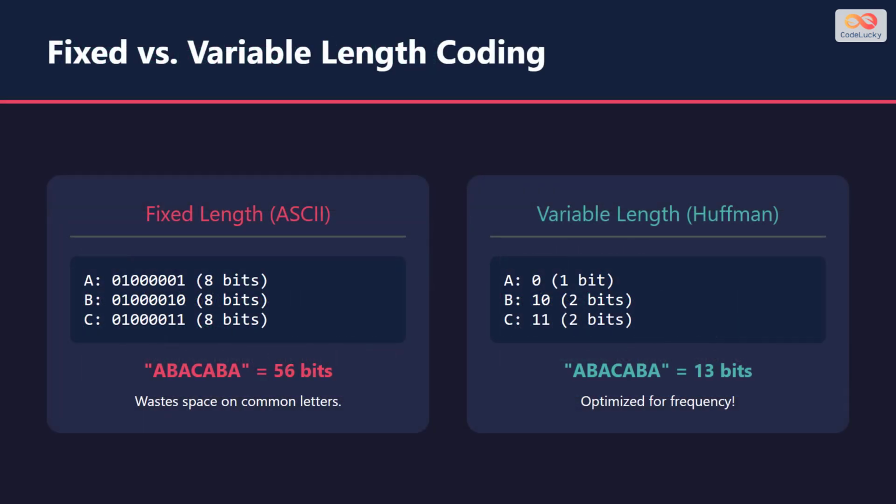To understand the benefit, compare it to standard fixed-length coding like ASCII. In fixed-length systems, every character uses the same amount of space, often 8 bits, regardless of how common it is. Huffman coding uses variable lengths. Common letters like A get very short codes, while rare letters use more bits. This simple change drastically reduces the total file size.